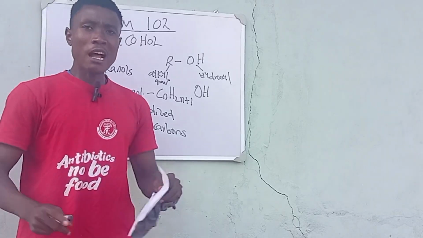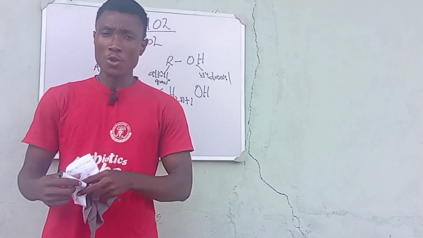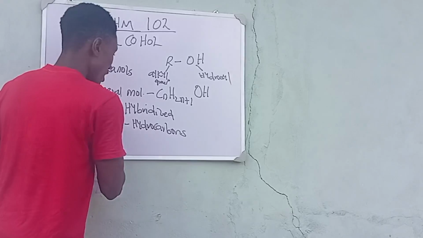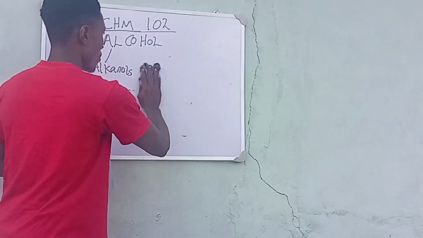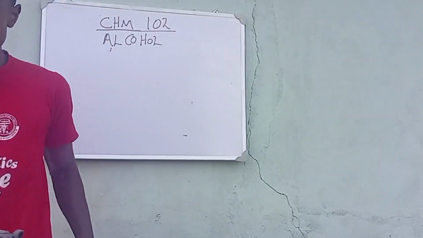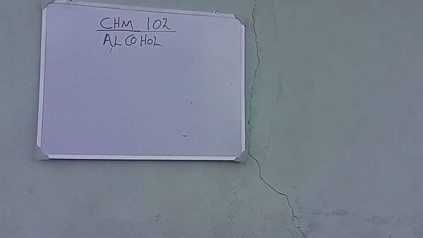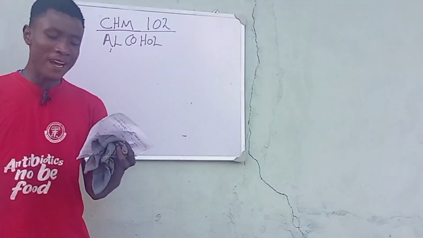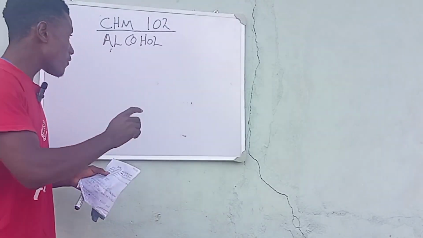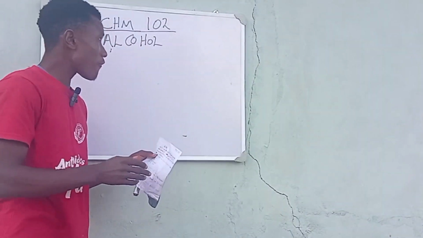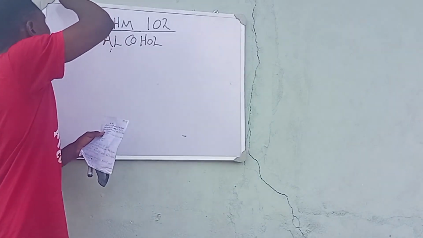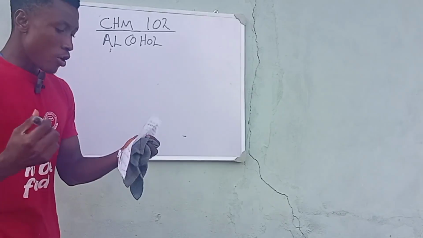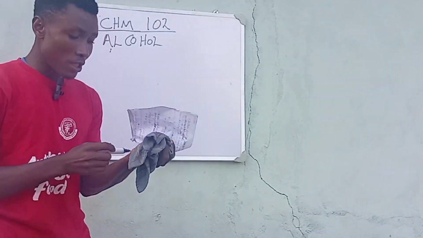So let's move on. Now alcohol has various classifications. We are going to move straight on to the classification of alcohols. Alcohols are classified into 4 based on the number of their OH. Remember the OH is the functional group, and they are classified into 4 based on the number of their OH.